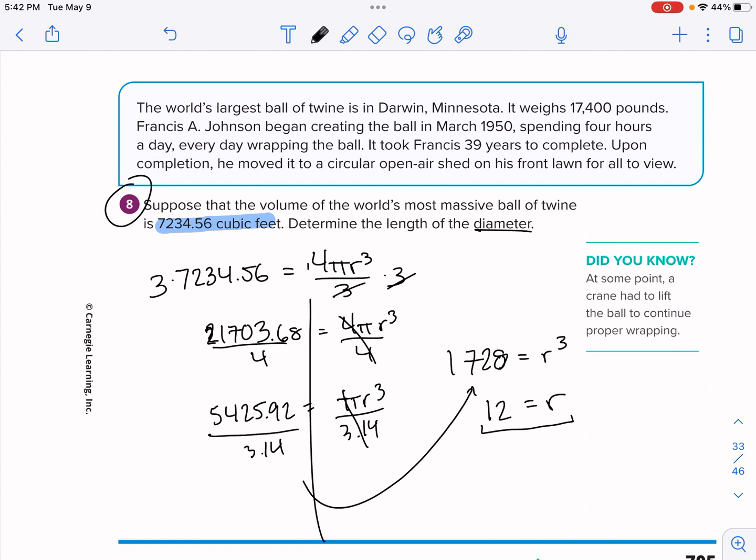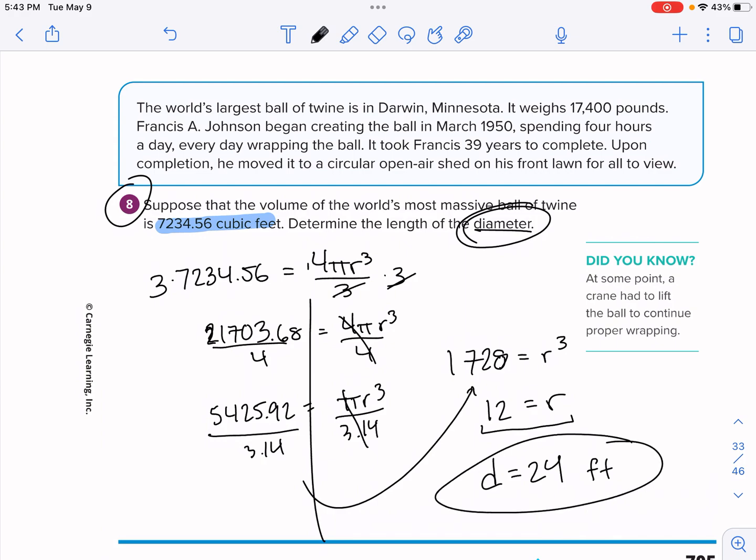Now the thing is, it asks us for the diameter, right? So the diameter is double the radius. It's radius plus another radius. So our diameter, what we want to find, is 24, and this is in terms of cubic feet, but you don't put cube, you just put feet. All right, so that's going to conclude this section of notes on 705.